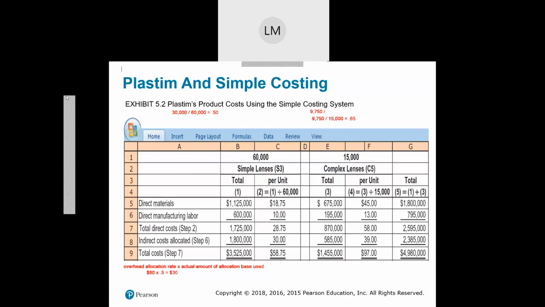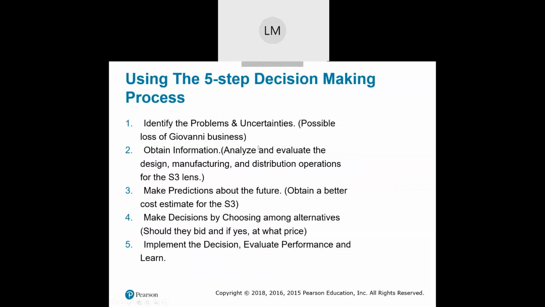Let me find my mouse here so I can get rid of it. There we go. Okay. So now in the decision-making process, the book tells us in our Plastim situation that another competitor has come in and we could lose Giovanni's business. So that's the first step, to identify the problem and uncertainties, and the problem here is the possible loss of Giovanni's business. So what do we want to do in step 2? Obtain information.